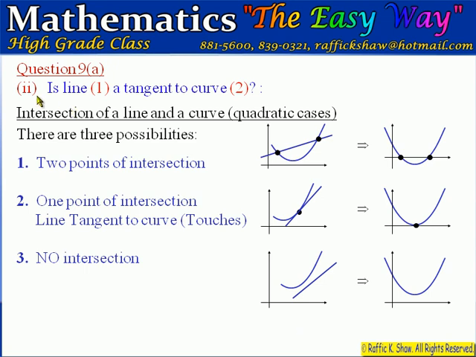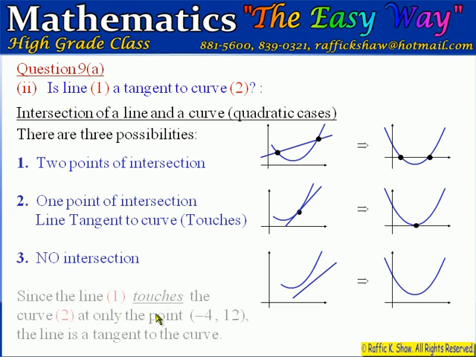So based on our result from the simultaneous equations, because we have 1 point of intersection, it means that the line touches, that is, it's a tangent to the curve. The line touches the curve at only 1 point. That point was negative 4, 12 from our solution, and therefore the line is a tangent to the curve. And so that's the answer for question 9a. Let's move down now to question 9b.